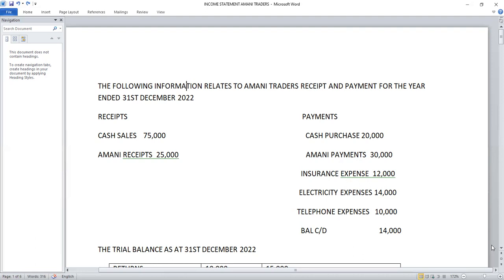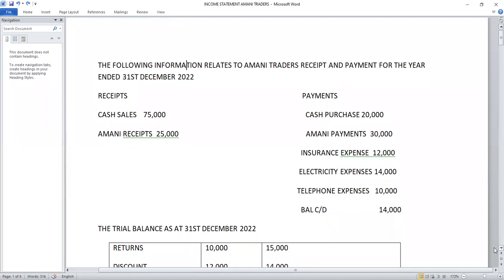So here in the question, we have been given the cash sales and cash purchase, but we need to find out the credit. So let's first go through the question, then we do it. Also, I'm going to attach this question in the link description.